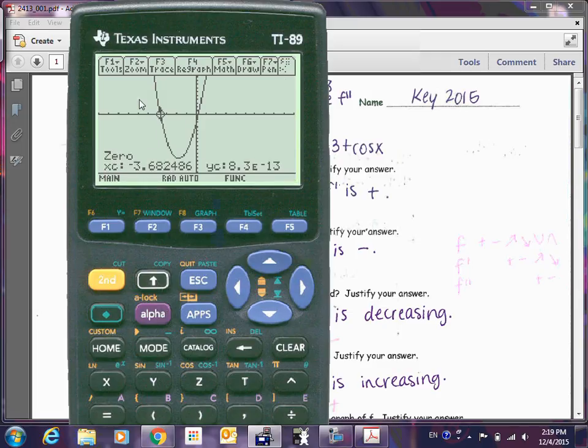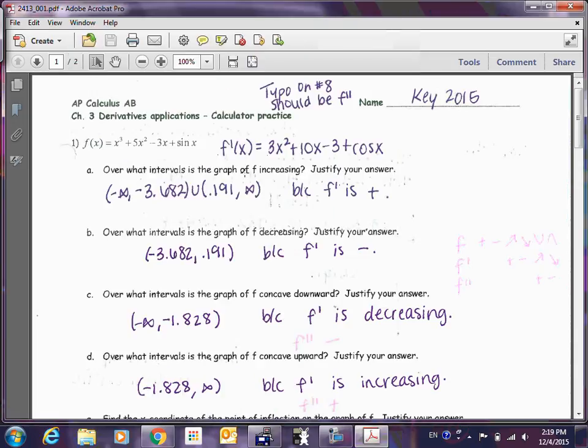Okay, so since this is the graph of f prime, f is increasing from -infinity to this -3 number, union 0.191 to infinity. And then f would be decreasing where f prime is negative. And so that's how you can come up with these answers. Okay? This will be posted online, so you don't have to write this down if you'd rather just watch and then do it on your own later.